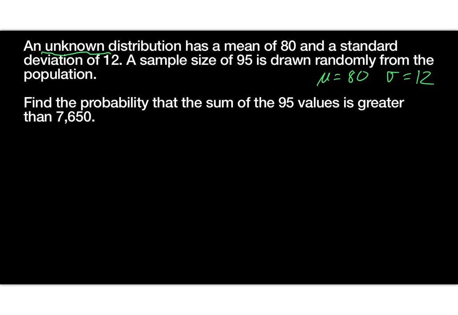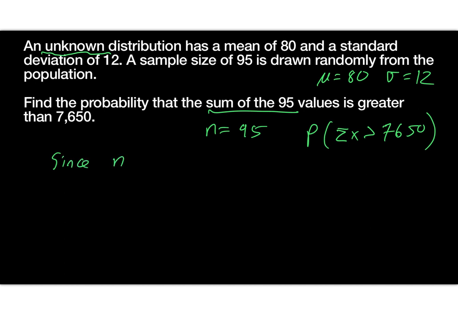It says find the probability that the sum of the 95 values is greater than 7,650. So I want to find the probability that the sum of my x's is greater than 7,650. All right. N is 95. Since n is 95, n is greater than 30.